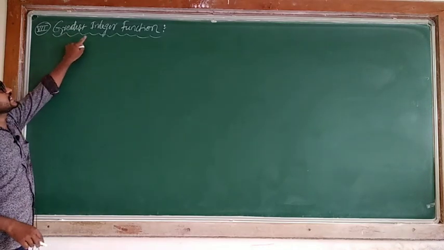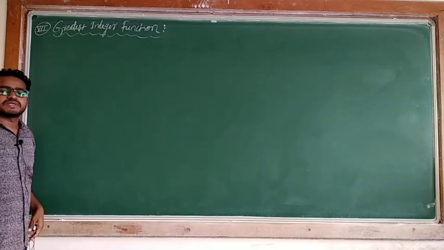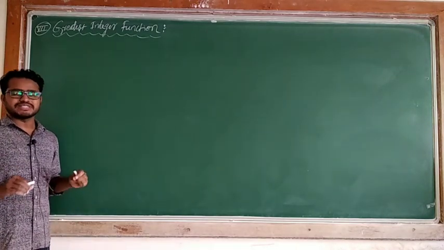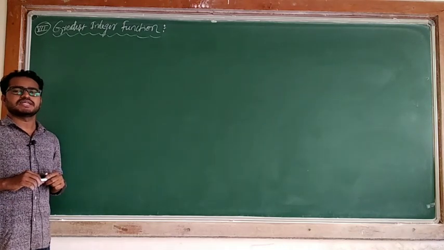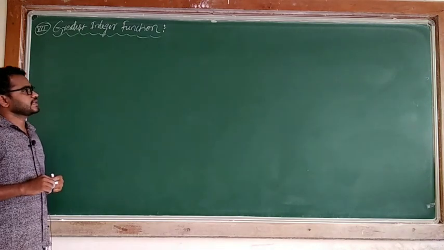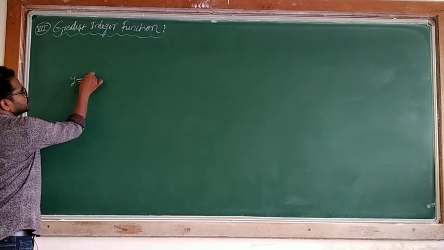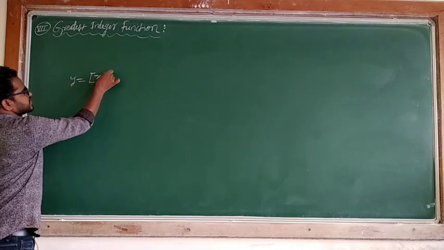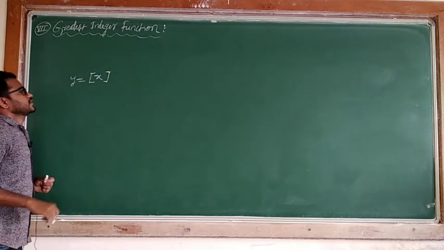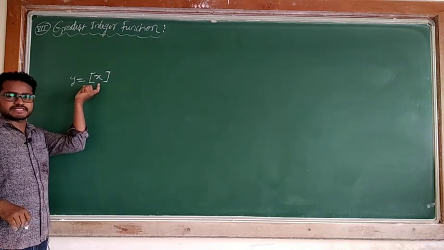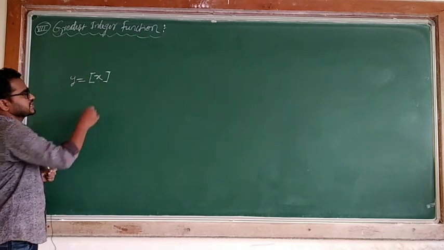Seventh one, greatest integer function. Listen to me. What is the greatest integer function? I will explain roughly first, then later you can understand. We denote y is equal to this symbol, I will define it later. First you understand. y is equal to this square bracket of x.